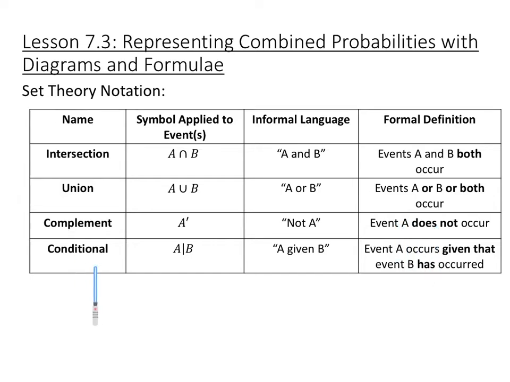And then the last one is conditional. So this is A given B, with a straight line in between. So that means the event A occurs given that we know event B has already occurred. So we know that whatever B is has already happened. So now what's the probability that A will also happen?